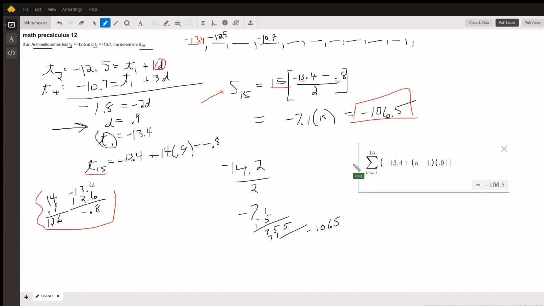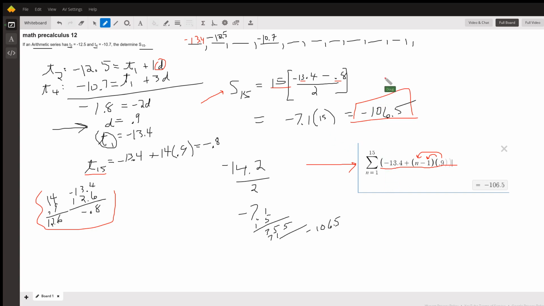And here's confirmation using the Desmos summation operator. Sum from n equals 1 to 15. This is a formula for the nth term of an arithmetic sequence: the first term plus n minus 1 differences. Of course, I could distribute this 0.9 and simplify this expression a little bit, but I wanted to emphasize that I'm using the formula here for the nth term of an arithmetic sequence.